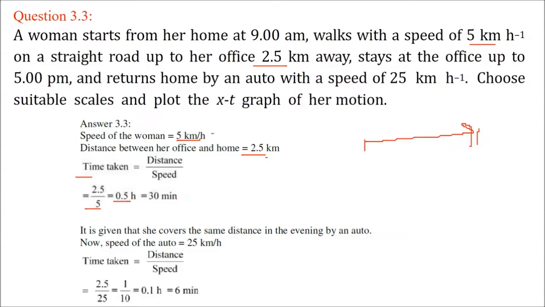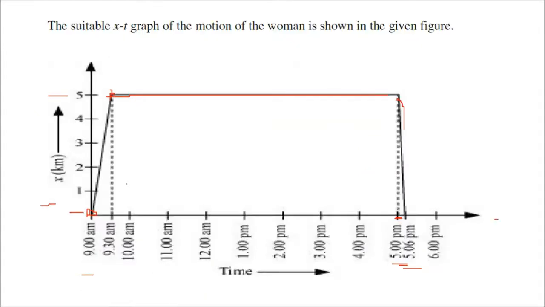0.5 hour or half hour is just 30 minutes. Now she has to cover the same distance, that is 2.5 km, which will remain the same. But now the speed has changed, it is 25 km an hour. Again we'll apply the same formula, it will be 6 minutes. That is 1 by 10, which is 0.1 hour. Change it into minutes, multiply by 60, so it gives you 6 minutes. So this is the 6 minutes, this is the plotting of the graph.